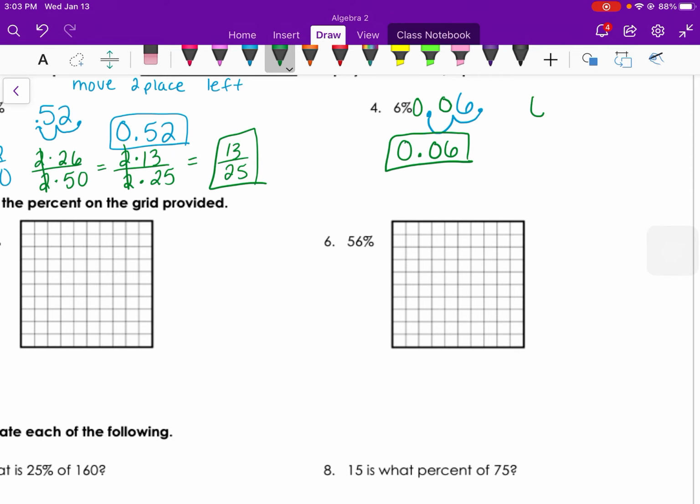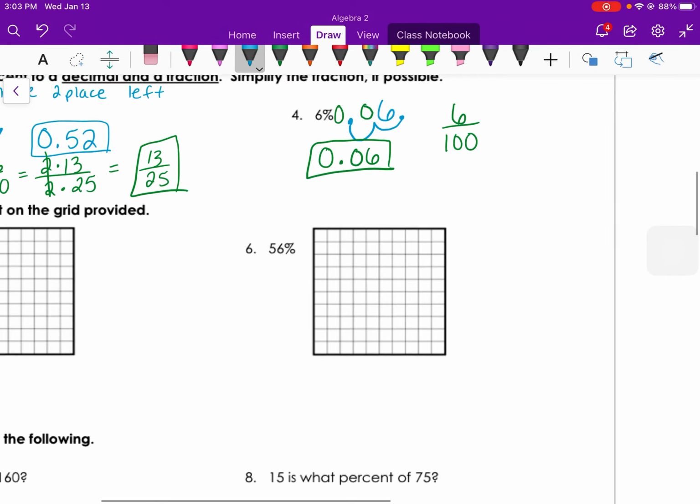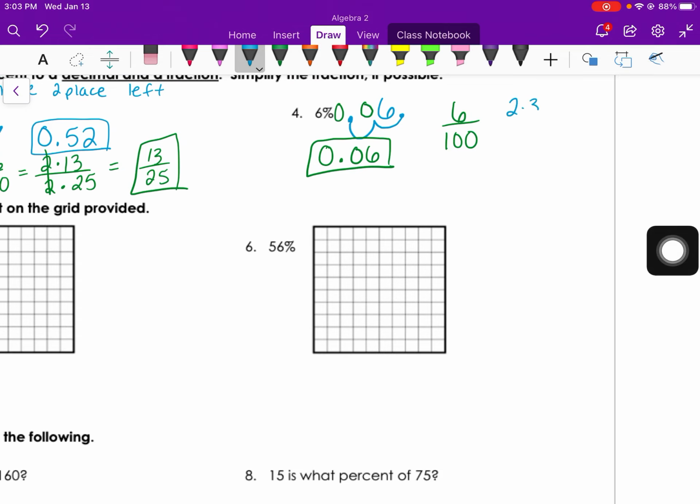6% as a fraction would be 6 over 100. 6 and 100 are both divisible by 2. 2 times 3 is 6. 2 times 50 is 100. So 6 over 100 reduces to 3 over 50.